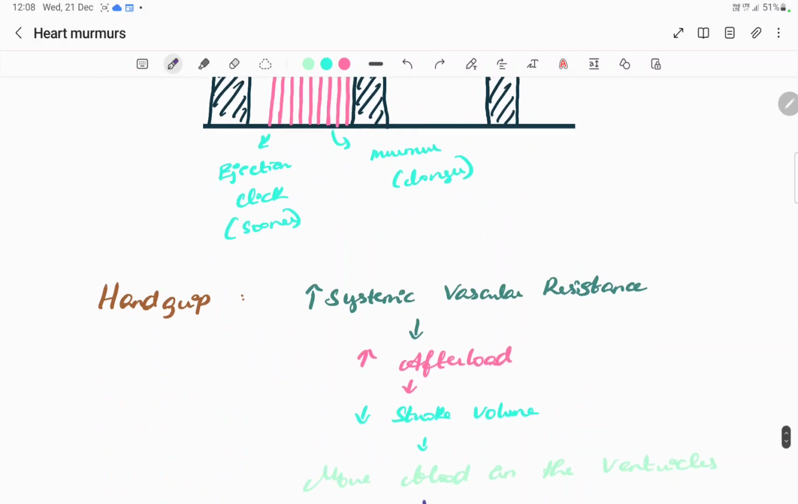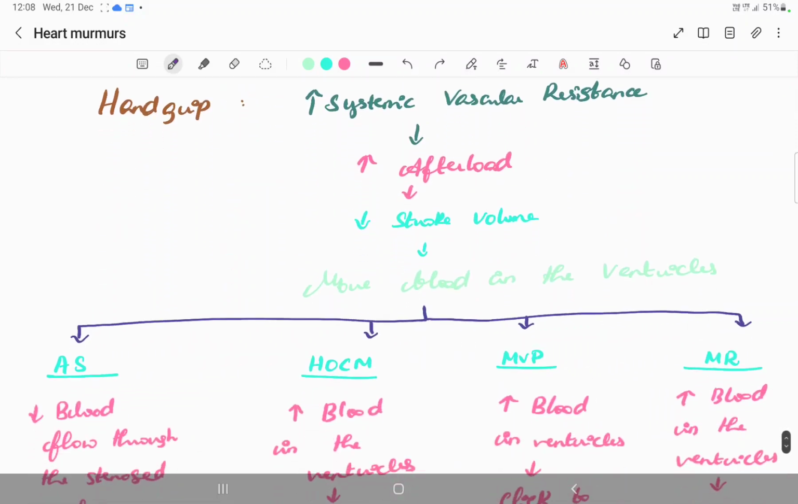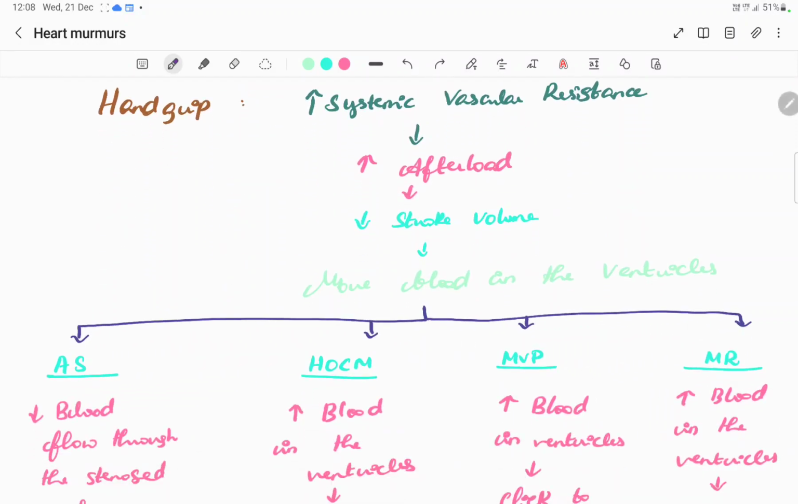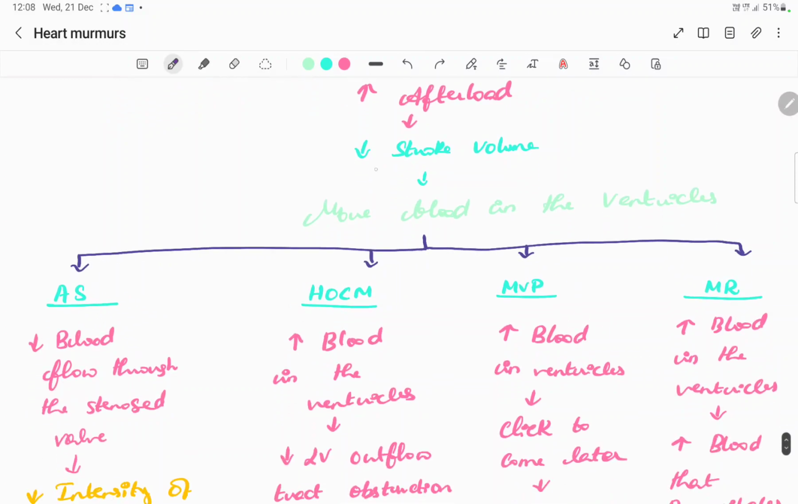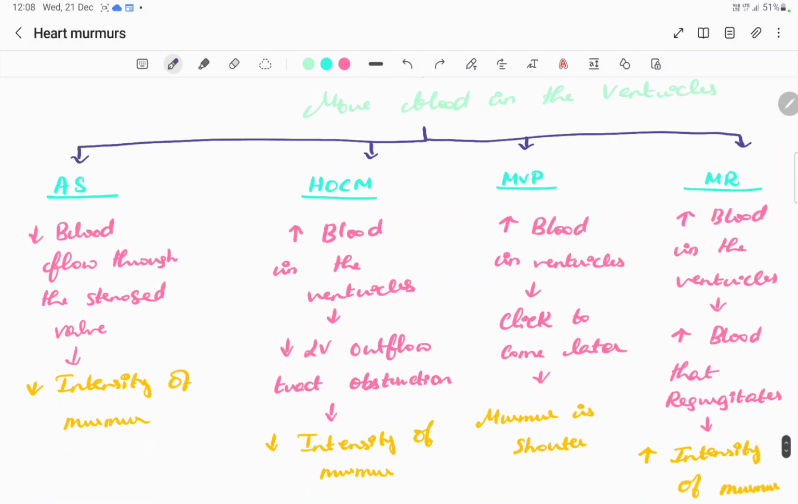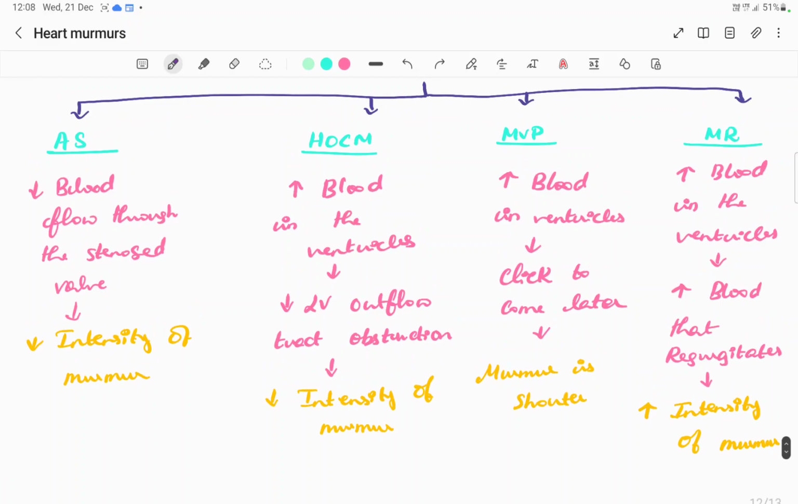Okay. So coming to hand grip, here what happens, the systemic vascular resistance is going to increase. So that is going to in turn increase the afterload. When someone grips their hand hard, it's going to increase the systemic vascular resistance, in turn increasing the afterload. That will in turn decrease the stroke volume. So we are going to see 4 conditions where, basically, the stroke volume is decreased and there's going to be more blood in the ventricles. If there is more blood in the ventricles, then that is going to majorly cause changes in these murmurs.